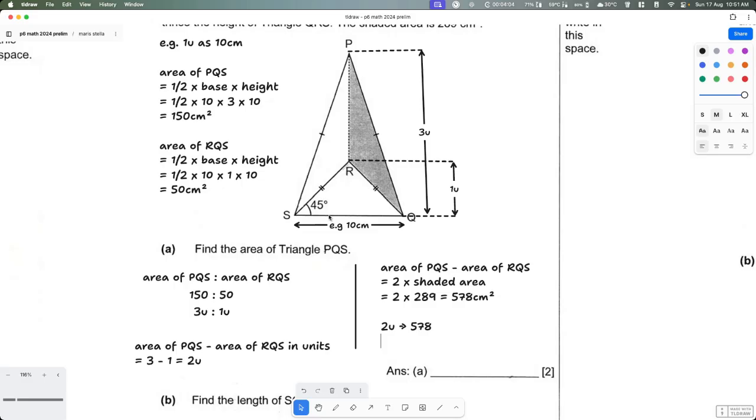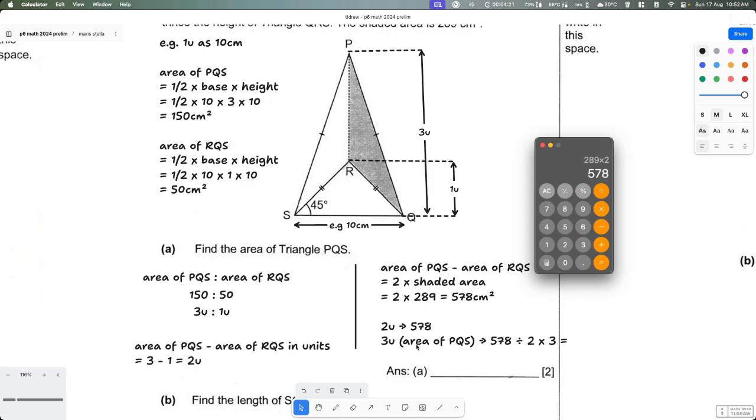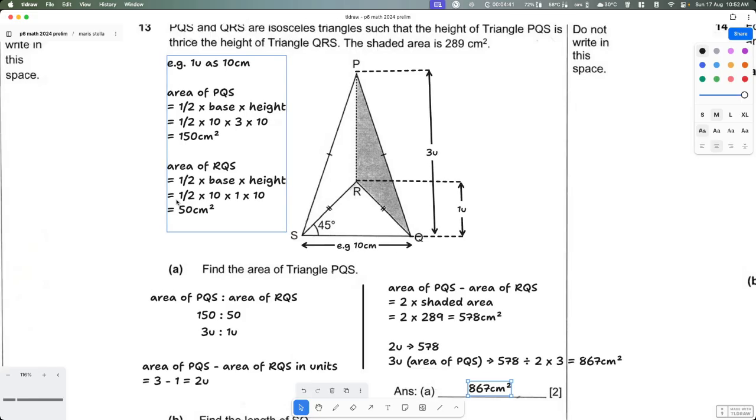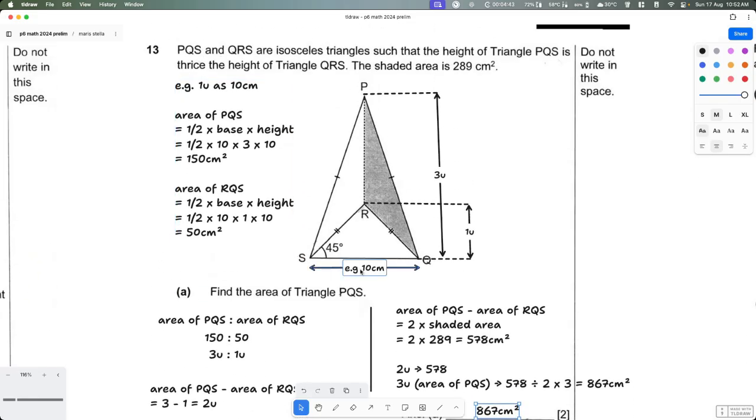578. And then what's the area of PQS, which is 3 units? So 3 units, or area of PQS over here, is equal to 578 divided by 2 times 3, which is basically 289 times 3. It will give you 867 centimeter square. There you go, that's the answer. So the answer is 867 centimeter square.